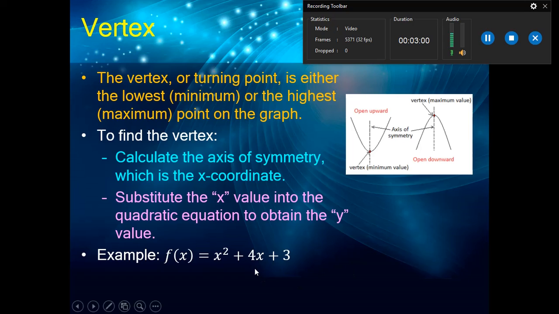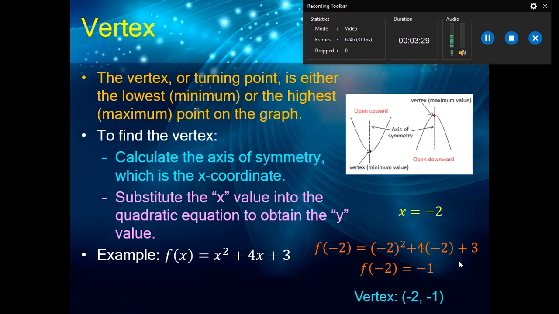So again, if we go back to this quadratic example, we had already calculated the value of x, which is our axis of symmetry, and we saw that it was negative 2. I'm going to sub this into my quadratic. So f of negative 2, don't forget to sub in with parentheses so that we don't lose a sign. If you do the math on the right-hand side, you'll see that the value is negative 1. So this provides the location of the vertex, which is at negative 2, negative 1. So this is where my graph will stop and change direction.